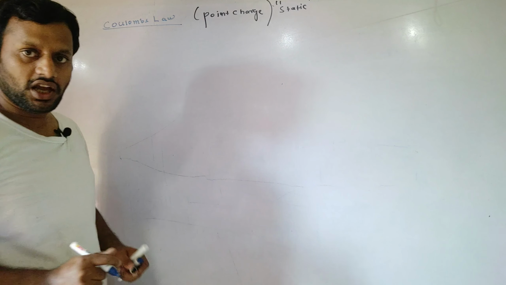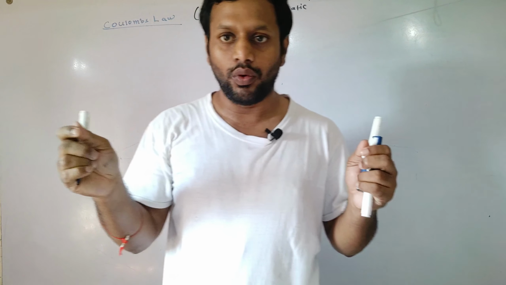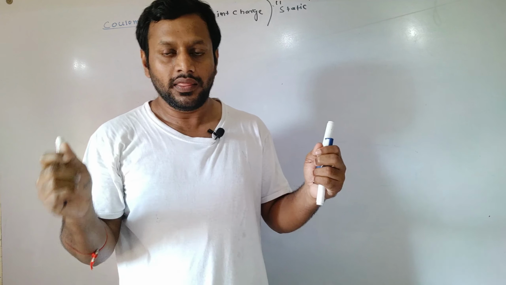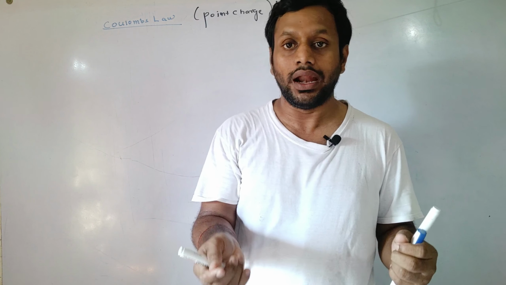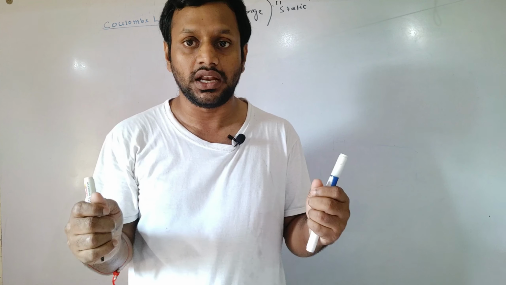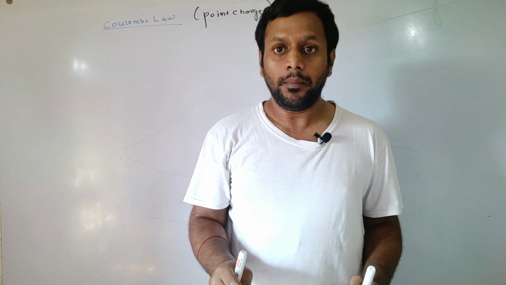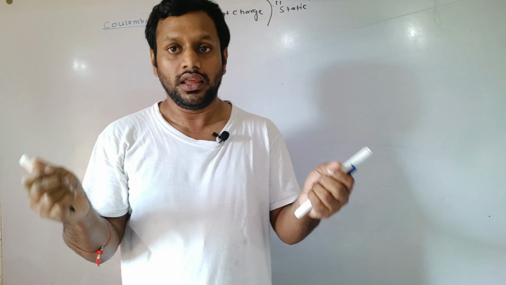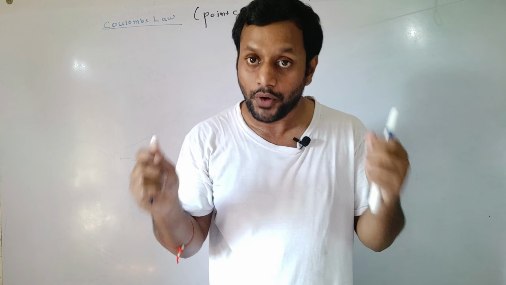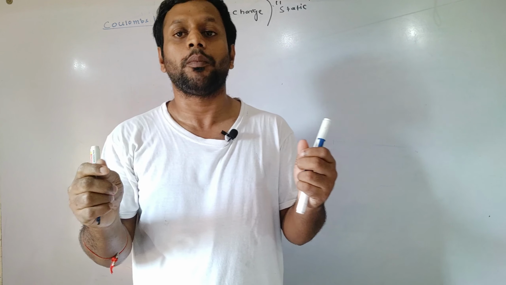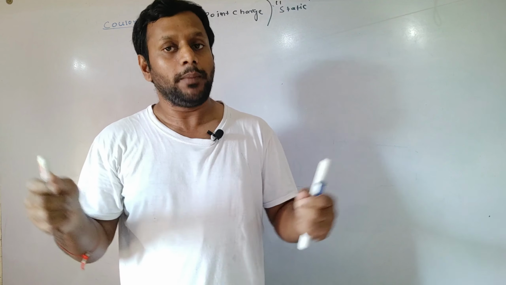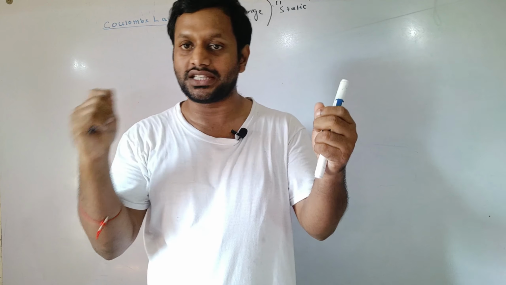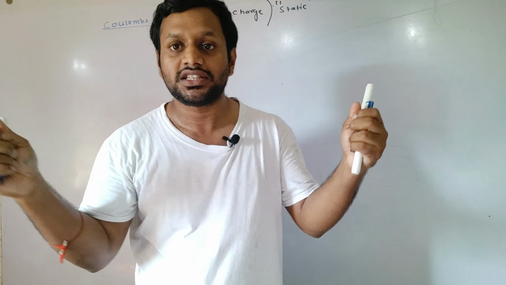What does the law state? Suppose there are two point charges, Q1 and Q2, separated by a distance r. According to Coulomb's law, it calculates the force of attraction or repulsion between two static point charges. If the two charges are of the same nature, that is, both positive or both negative, then it is a force of repulsion. If Q1 and Q2 are opposite in nature, one positive and the other negative, then there is a force of attraction.